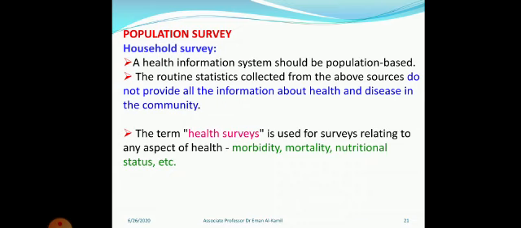The routine statistics which are provided from the previous sources do not provide all the information about health and disease in the community. So the term health survey is used for surveys relating to any aspect of health, morbidity, mortality, or nutritional status. Special surveys, for example, we want to assess the nutritional status of children. So we are going to perform what is called the household survey.